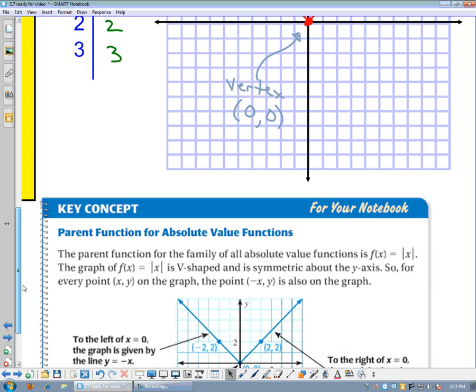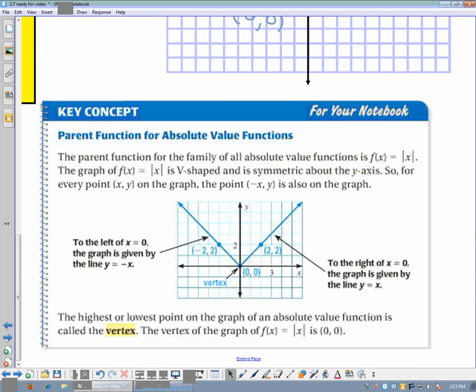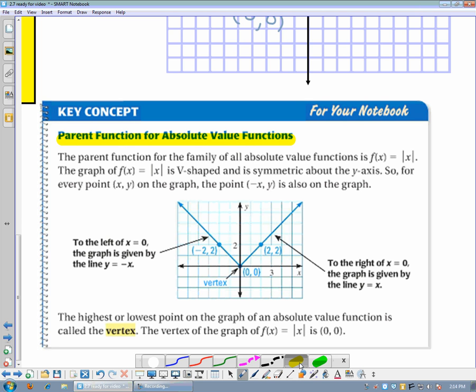All right, so for your notes, let's make sure we're understanding. The parent function for the family of all absolute value functions is f(x) = |x|. The graph of this function is V-shaped, and it is symmetric about the y-axis. That means it's a mirror image from one side of the y-axis to the other. So for every point (x, y) on the graph, there's also going to be a point (-x, y). For example, (-2, 2) and (2, 2) are mirror images over the y-axis.